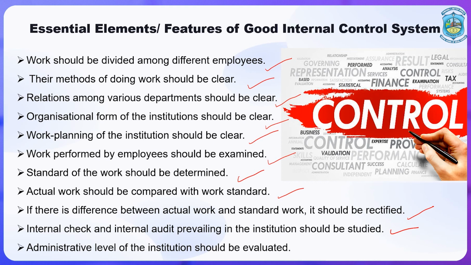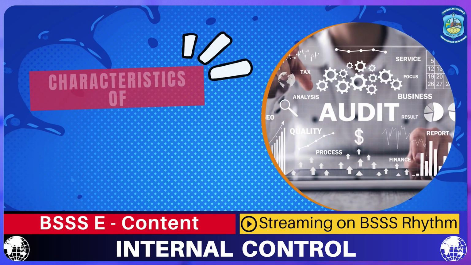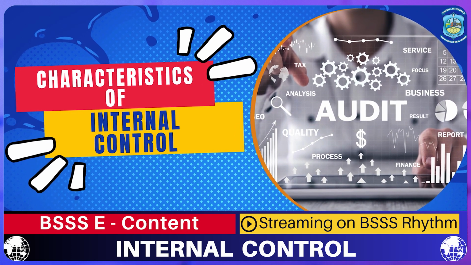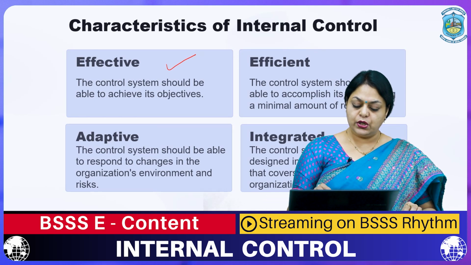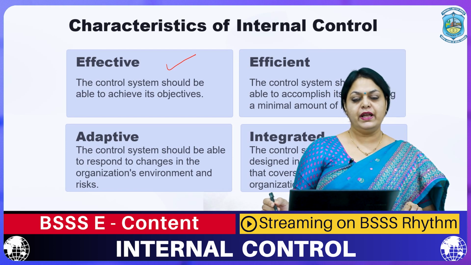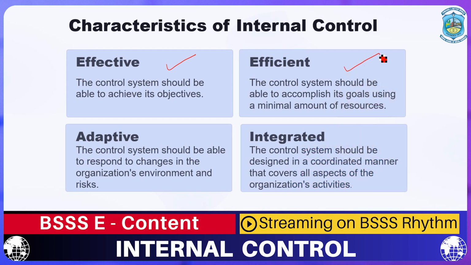Administrative level of the institution should be evaluated. Now, we will discuss the characteristics of the internal control system. Effective: the control system should be able to achieve its objective only when it is effectively prevailing in the organization. Efficient: the control system should be able to accomplish its goal using a minimal amount of resources. With the minimum resources, we can achieve the target.